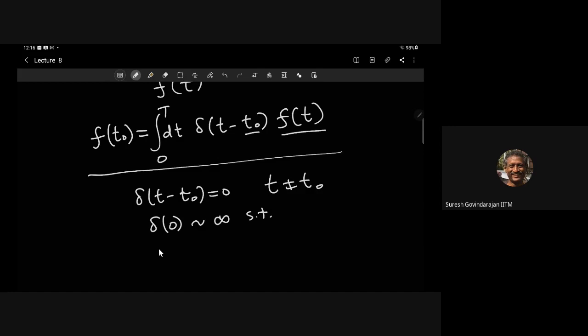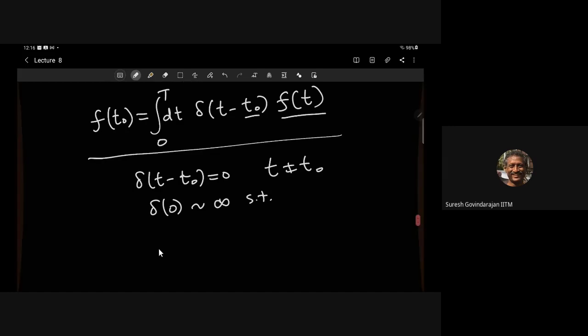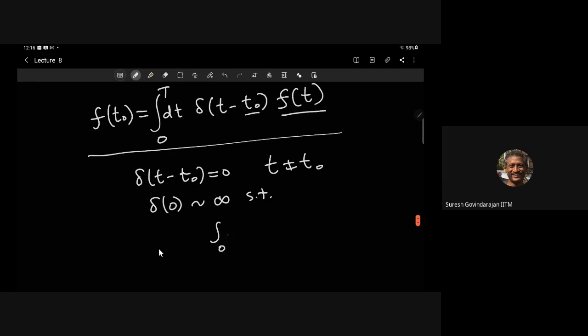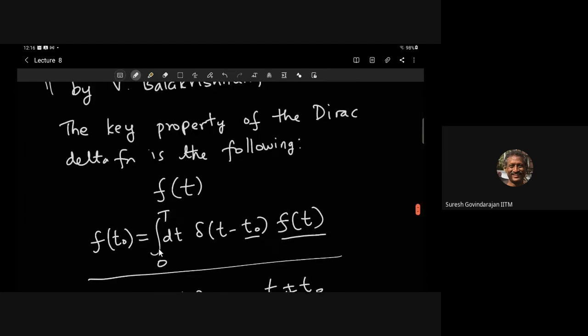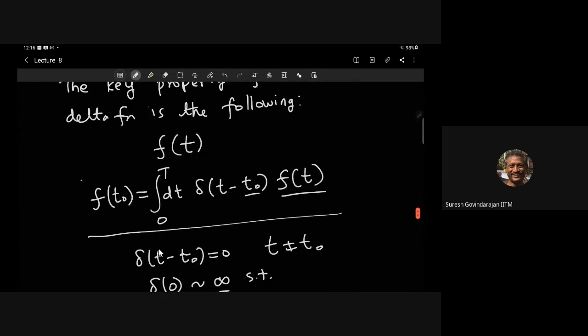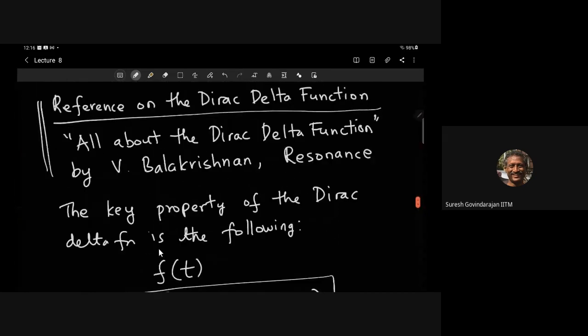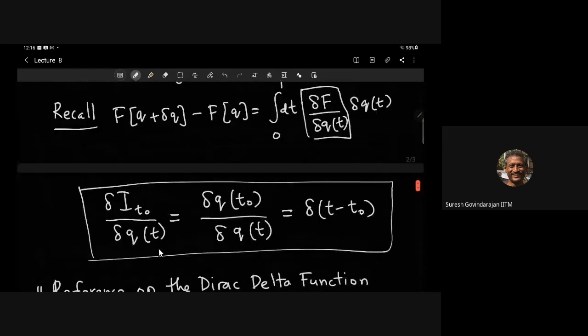So its value is infinity, such that the integral from 0 to t of dt delta of t minus t naught equals 1. You just take f of t to be 1. So these are properties of the Dirac delta function. This is the only property that I need. So you can go ahead and read this.